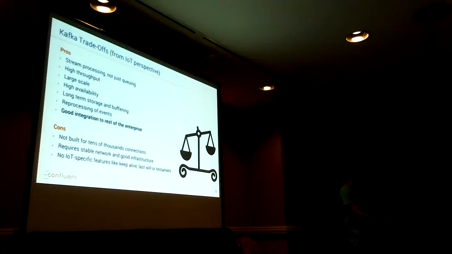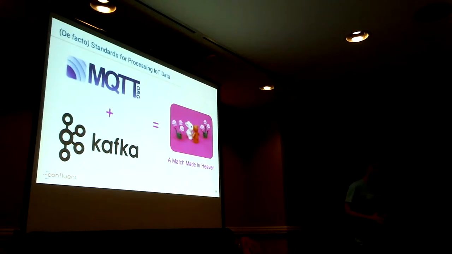It's not like a real edge device like MQTT is built for. And also, it doesn't have IoT-specific features, so things like keep alive or last will, if the device dies and wants to send one last message. These kinds of things are what MQTT was built for, and that's why you should use it for that. Therefore, with these trade-offs, you see why it makes so much sense to combine these two in many use cases. Both have their dedicated scenarios and use cases.